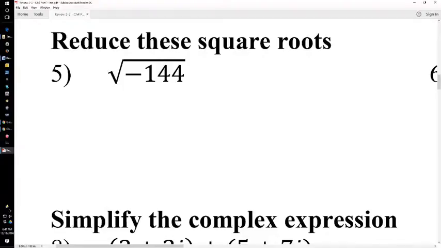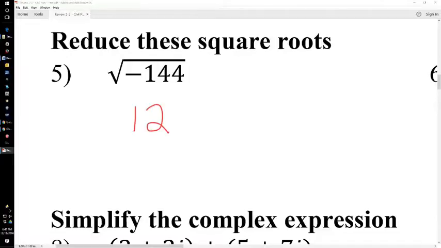Alright, for numbers 5, 6, and 7, the instructions state to reduce the square roots. This we do by dividing by the largest perfect square we can. So for number 5, actually 144 is a perfect square. So if I take the square root of 144, it's just straight up 12. So the square root of 144 is 12.